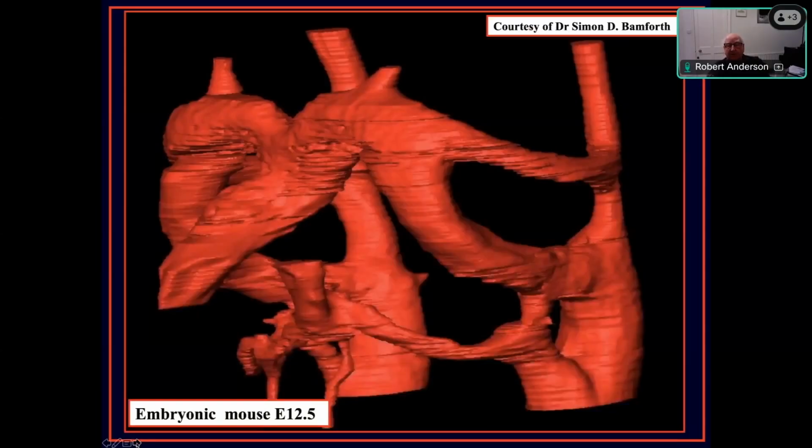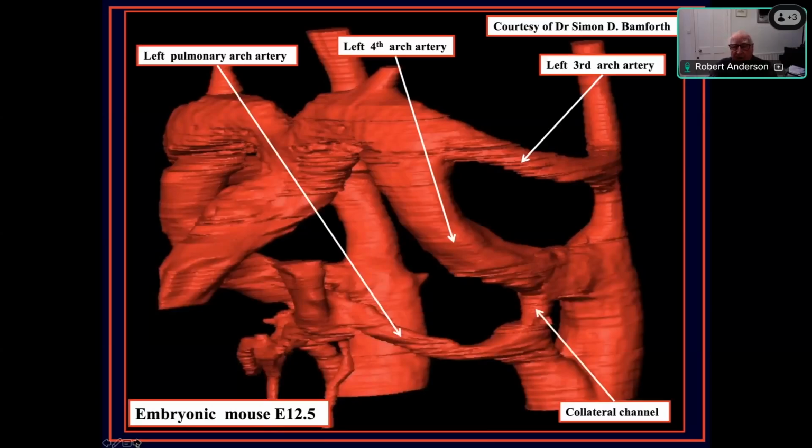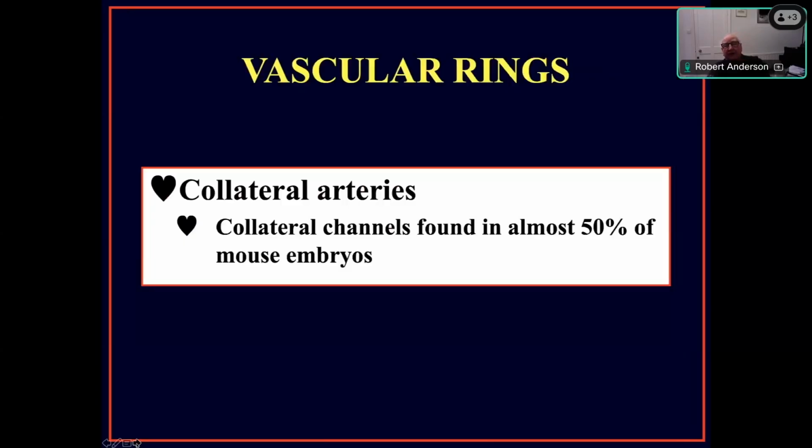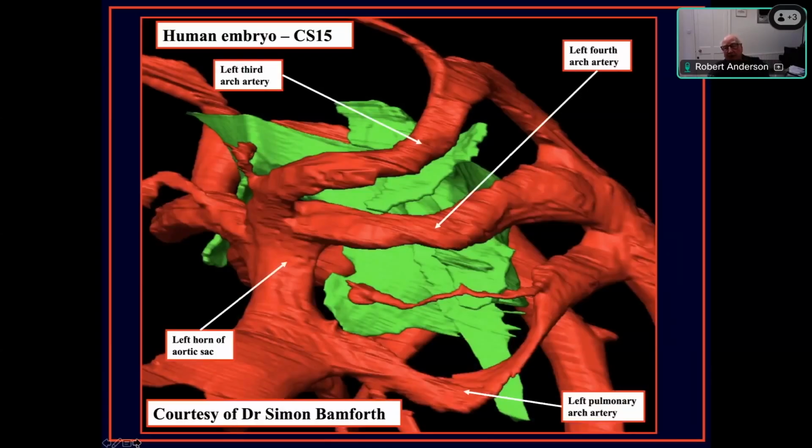Well, in most instances, as you see here, where we have left third and fourth arch arteries and the left pulmonary arch artery, we have a collateral channel. And those collateral channels are found in almost half of all mouse embryos. And that explains double-barreled aorta. We found one human embryo that quite some time ago we thought was a fifth arch artery. So here you see the left horn of the aortic sac with fourth arch, fifth arch, and left pulmonary arch arteries. We now believe that this vessel again is a collateral channel.